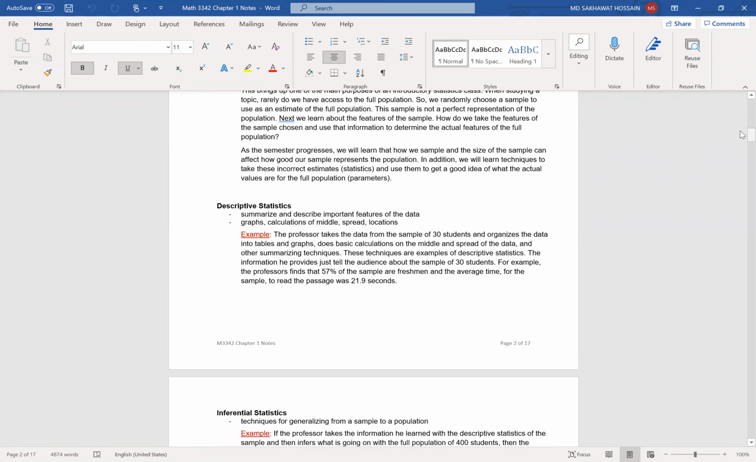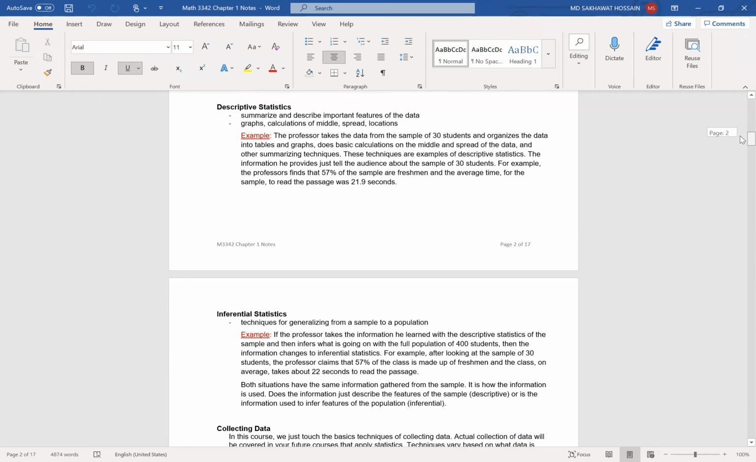So descriptive statistics will summarize and describe important features of the data. And we use graphs, calculations of middle or center, and spread and locations. And inferential statistics is the technique for generalizing from a sample to a population. For example, if we want to know about the population mean, we do not calculate the mean for the whole population. We collect a representative sample from the population, and then we calculate the mean for the sample. And based on this, we make inference about the population.